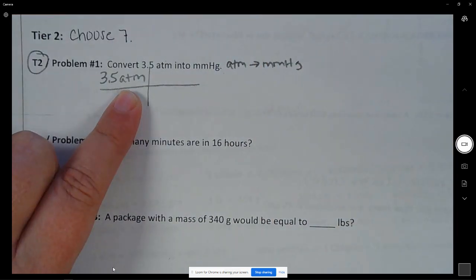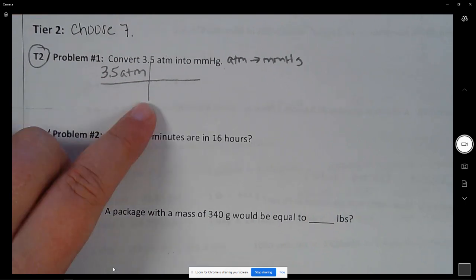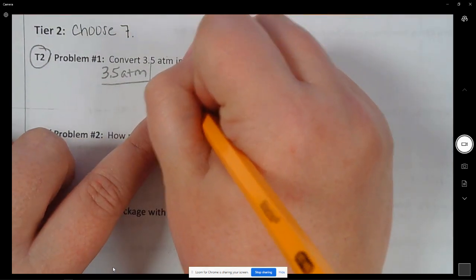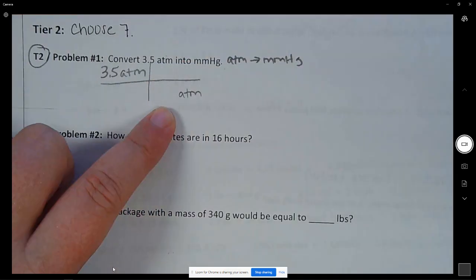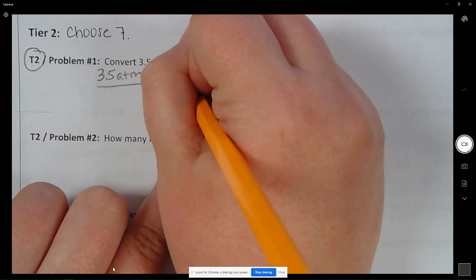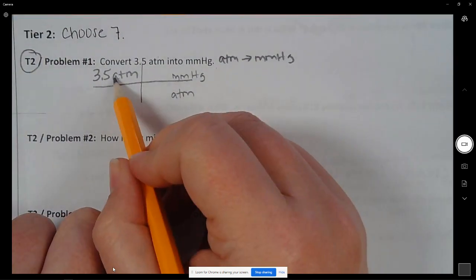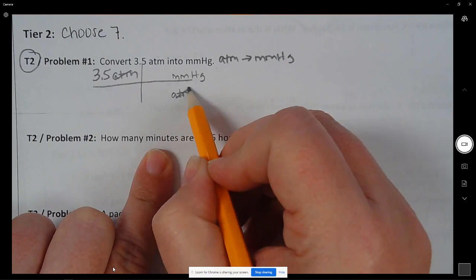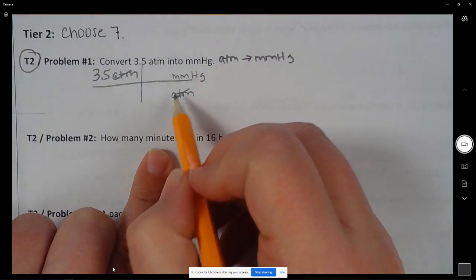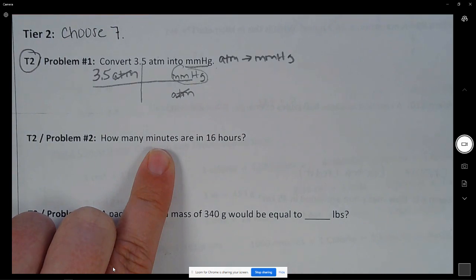So it's only one train track. I have ATM, so what I have goes on the bottom. I want millimeters of mercury, so what I want goes on top. Okay. So unit on top, unit on bottom cancels. This is what I'm left with. That's what I was asked for. So I'm good to go.